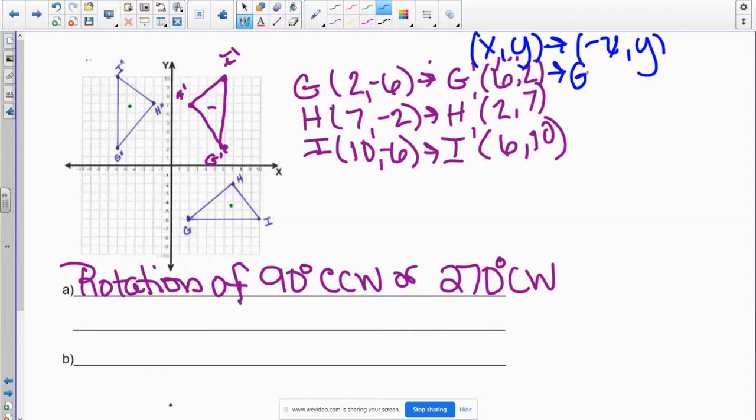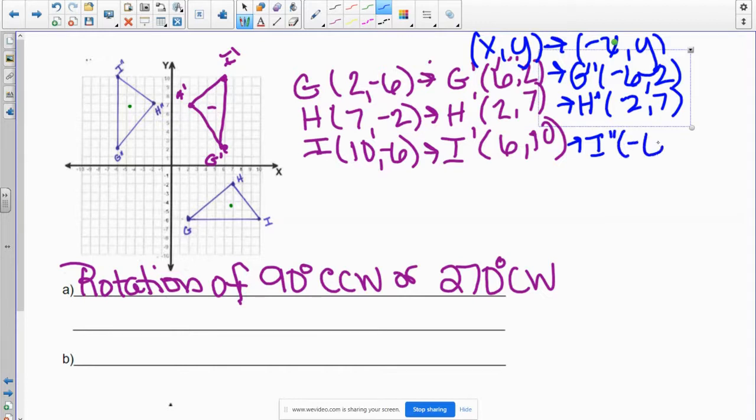So if we did this right, G double prime should be at the opposite of 6, which is -6, and 2. H double prime should be at the opposite of x, -2, 7. And I double prime should be at -6 and 10. So we'll quickly check that. G double prime is at -6, 2, which is totally correct. H is at -2, 7, so H double prime is in the right spot. And I double prime should be at -6 and 10, which it is, so I have done the correct movements.